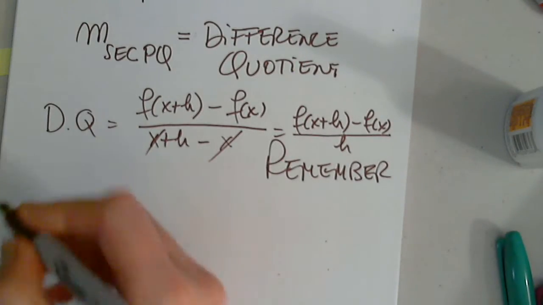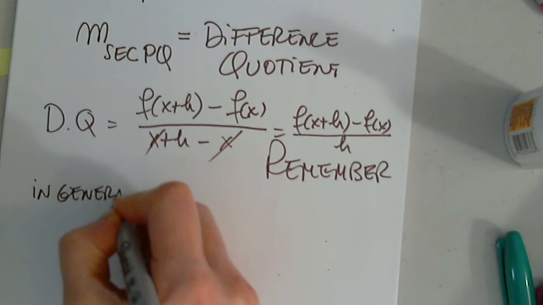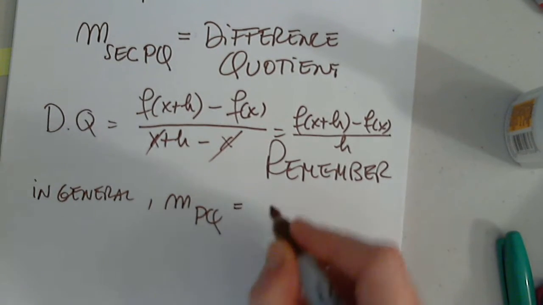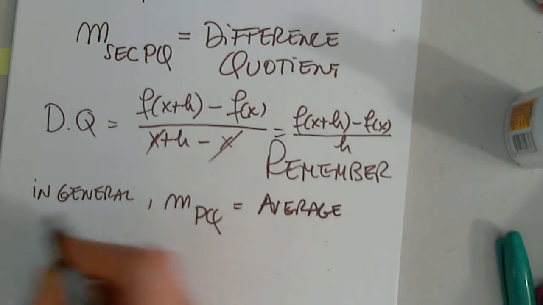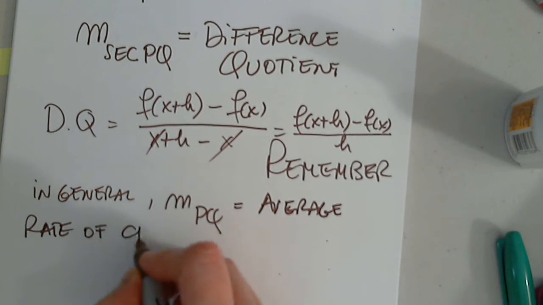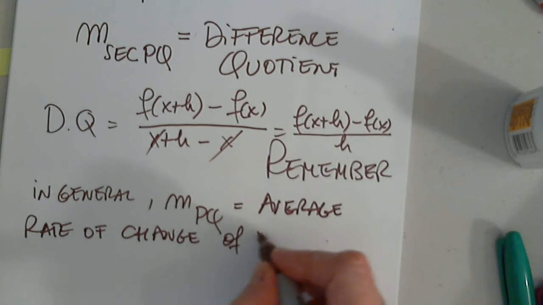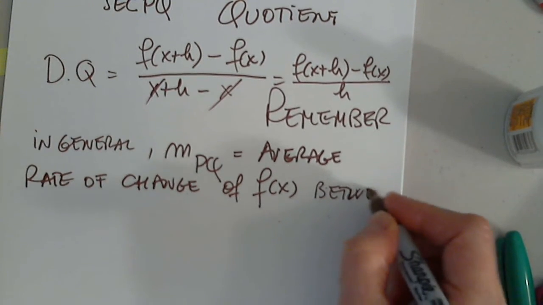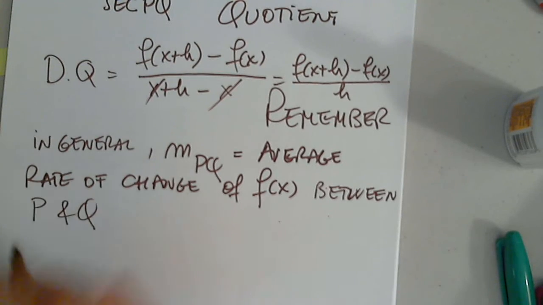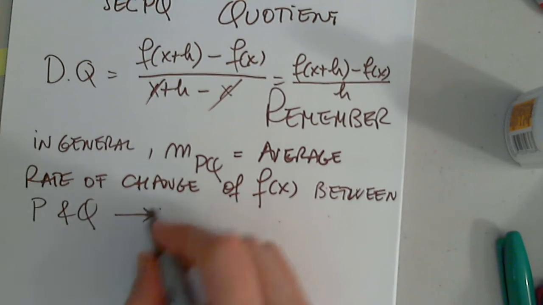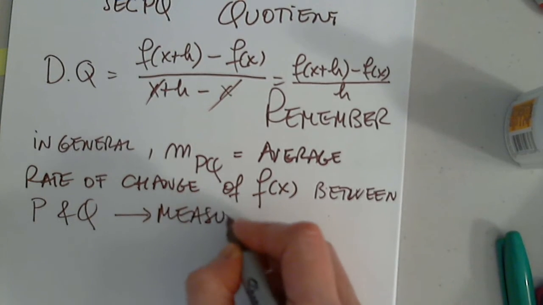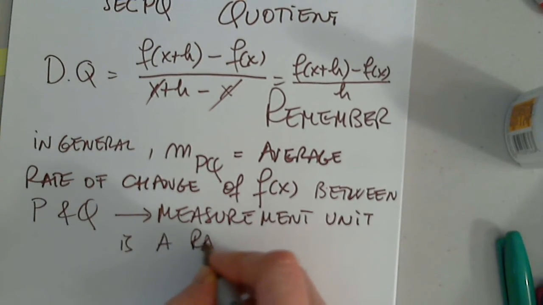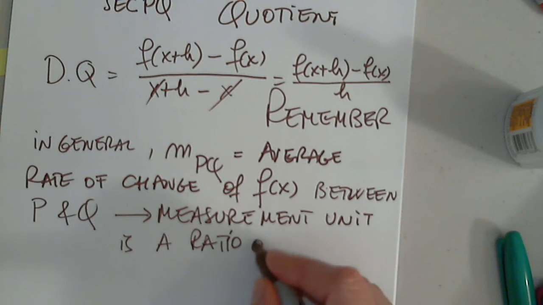So in general, the slope of PQ is the average rate of change of f of x between P and Q. The measurement unit for the rate of change is a ratio of measurement units.